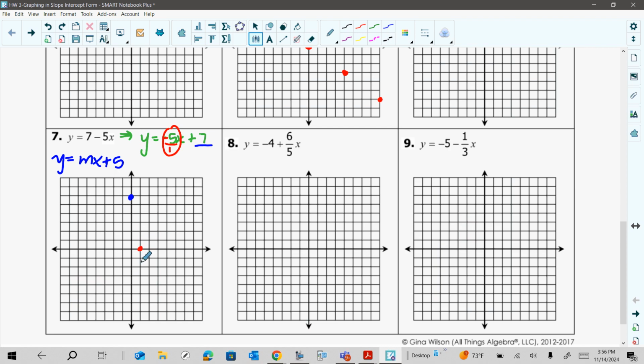And repeating that. And then we're drawing our line. I'm just going to use my line tool here. We're drawing our line through these points, like such. Okay. So 7 through 9, they're not in slope-intercept form.